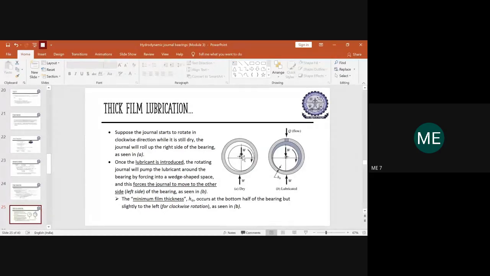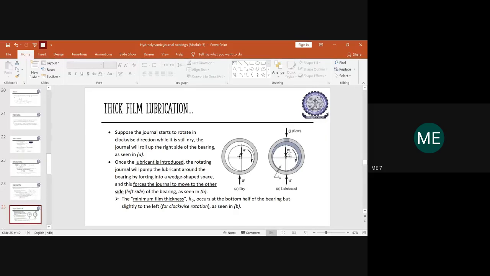Now you can see the diagram here. This is an example of a dry journal bearing and this is an example of a lubricated journal bearing. Here you can't see any lubricant film, hence the name dry bearing. A dry journal bearing is a journal bearing where there is no lubricant. In the next figure, you can see the lubricated version, because you put the oil through the inlet and it forms the required film across the surface of the bearing and the journal.